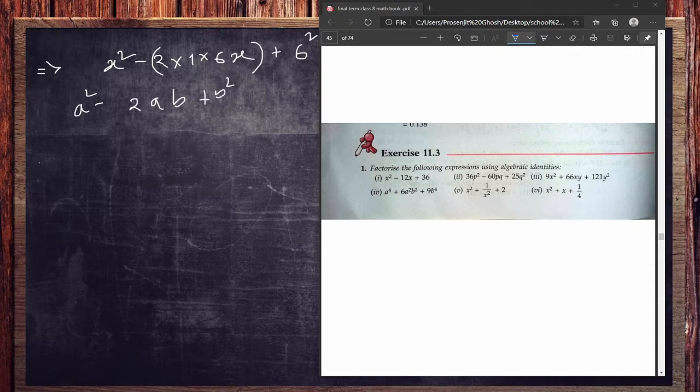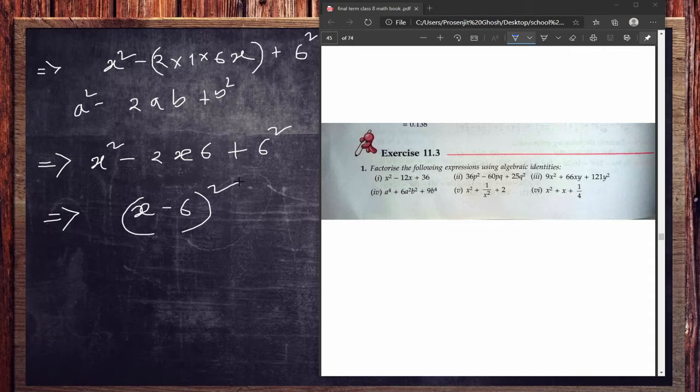Let me arrange it a little bit. A square minus 2, that is this 2, then a, what is a? It is x, so instead of 1x, I can just write x over here, and b means 6. So plus b square, which is 6 square. Finally, if you convert it by the identity, you will get (x minus 6) whole square. So the factorization is completed. Very nicely done.